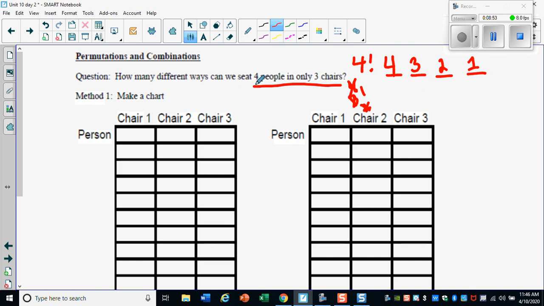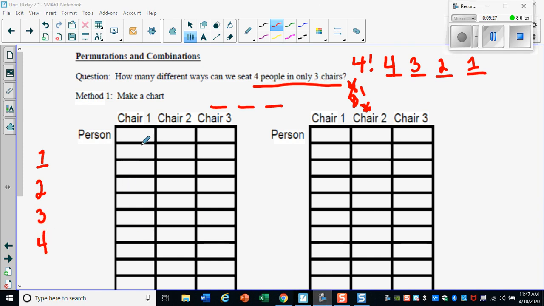Now notice here, I only have 3 different positions: position 1, position 2, and position 3. I want you to think about how many people you can put in chair 1, how many people you can put in chair 2, and how many people you can put in chair 3. So label these chairs as chair 1, chair 2, chair 3, and I lied. Don't label them as chairs. Label them as person 1, person 2, person 3, and person 4.